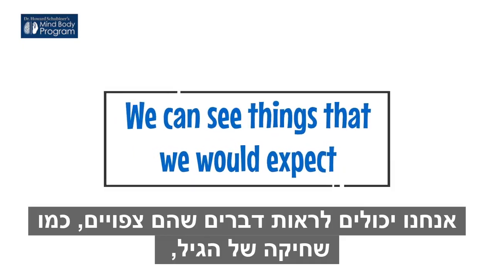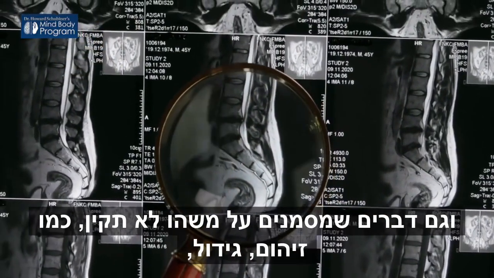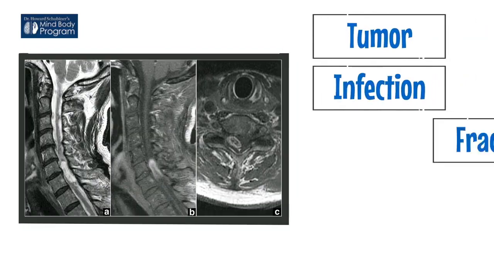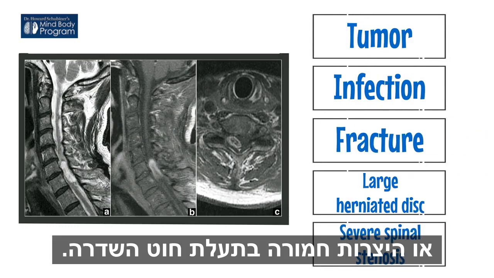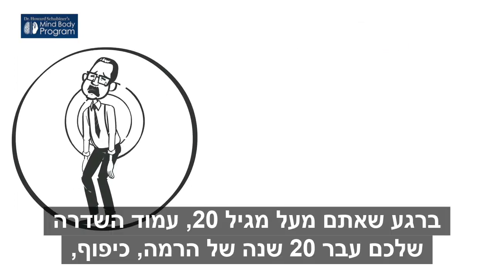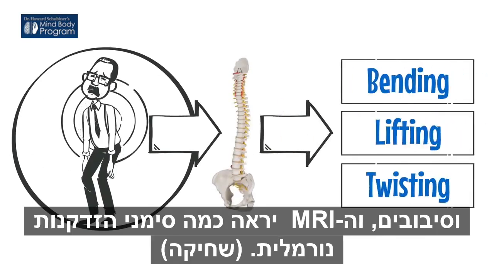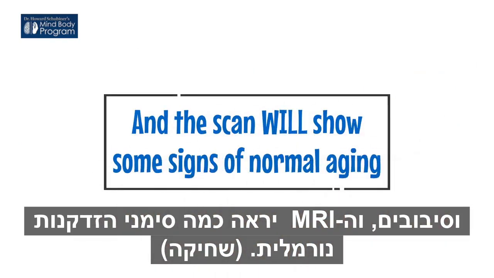We can see things that we would expect, like normal wear and tear, and things that signify that something is wrong, like a tumor, infection, fracture, or a large herniated disc or severe spinal stenosis. Here's the problem. Once you are older than 20, your spine has 20 years of bending, lifting, twisting, and the scan will show some signs of normal aging.